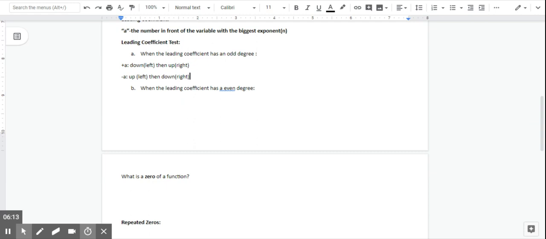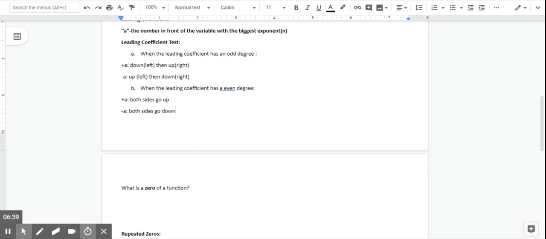Now, when the leading coefficient has an even degree, so an even degree would be an even n or an even biggest exponent, if we have positive a, like our examples at the top, both sides go up. So left and right are facing up. If we have a negative a, both sides go down.